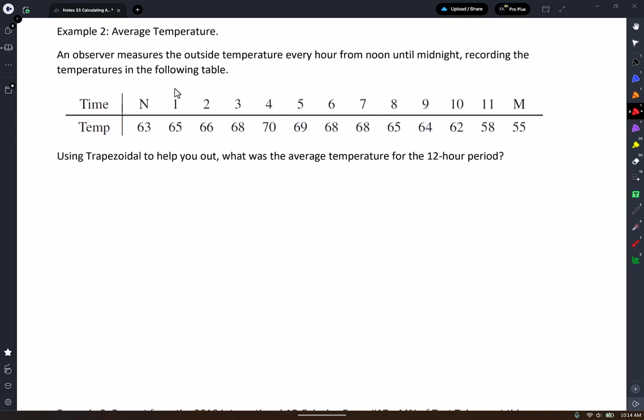An observer measures the outside temperature every hour from noon until midnight, recording the temperatures in the following table. Use trapezoidal to help you out. What is the average temperature for the 12-hour period? So first, let's just set up an equation. First, set up the expression.